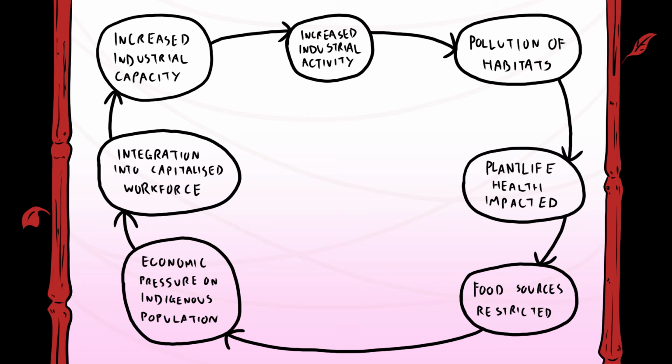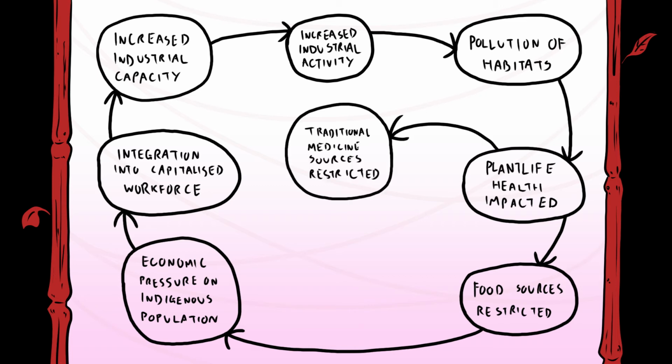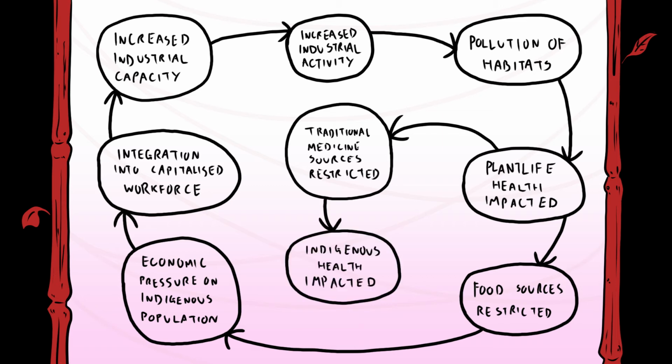This is just one thread of the loop, however. Let's take another look at what happens when plant life health is impacted. Plants in the Amazon aren't just used for food. Many are used as traditional sources of medicine. And when those plants wither or become unviable, traditional medicine sources are restricted. This leads to a knock-on impact on indigenous people's health, as they cannot treat injury and disease as effectively. And when health is impacted as a result of a lack of access to medicines, this feeds right back into economic pressure. And just one final thing to illustrate how intensely interconnected climate change causes and effects are.